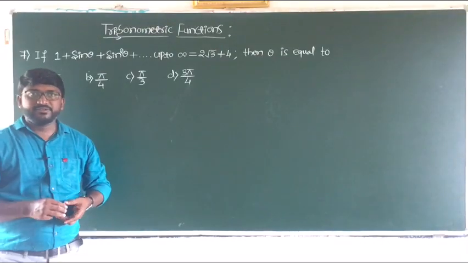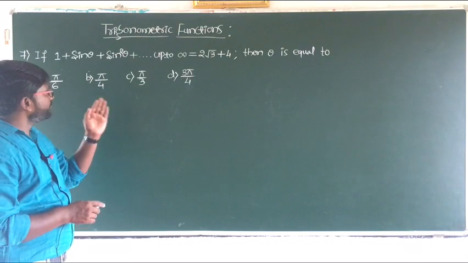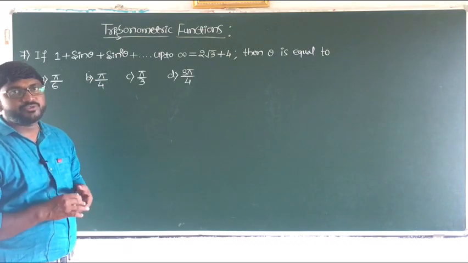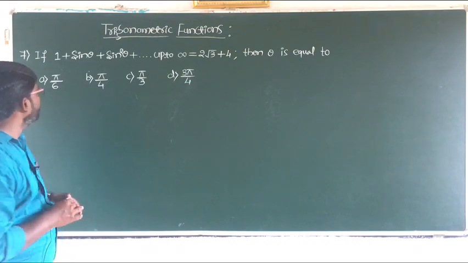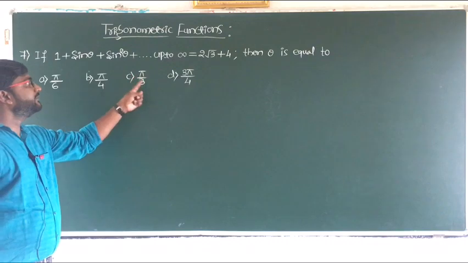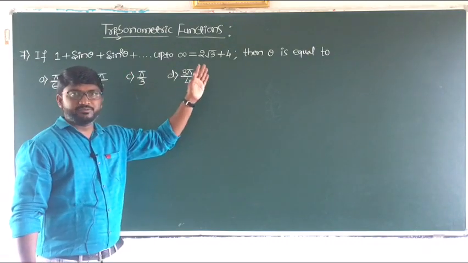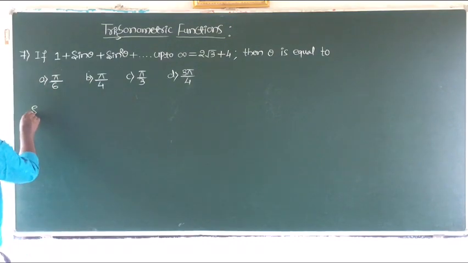Well, the next question is, if 1 plus sin theta plus sin square theta plus so on up to infinity is equal to 2 root 3 plus 4, then theta is equal to, the four options are pi by 6, pi by 4, pi by 3, then 3 pi by 4. So this was asked in 2016. So let us solve this.